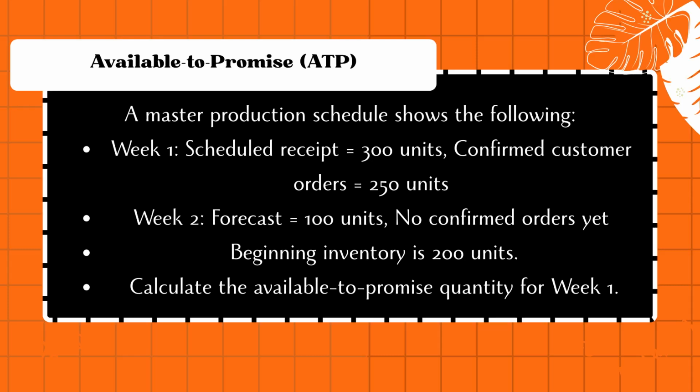Problem 6, available to promise. The company starts the planning period with 200 units already in stock. In the first week, 300 more units are scheduled to arrive, and confirmed customer orders total 250 units. In the second week, there are no confirmed orders yet, only a sales forecast of 100 units. How many units are available to promise to new customers in the first week?